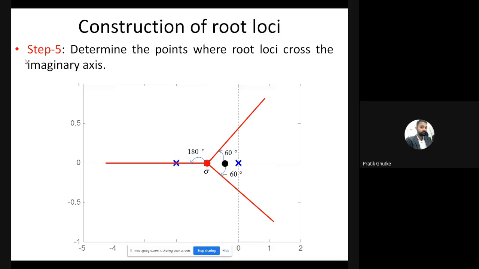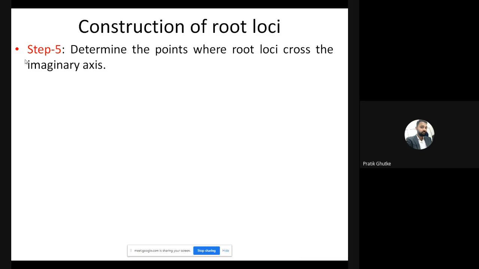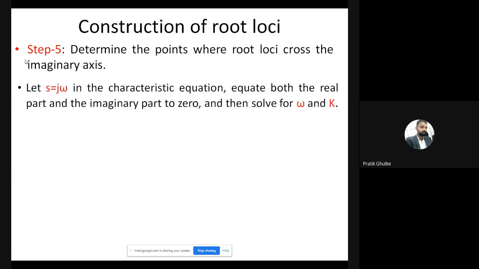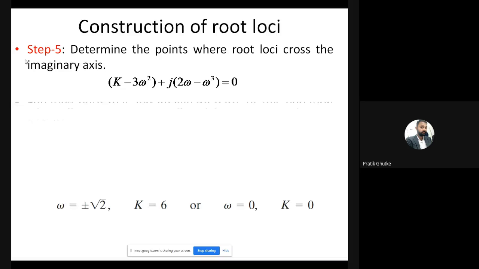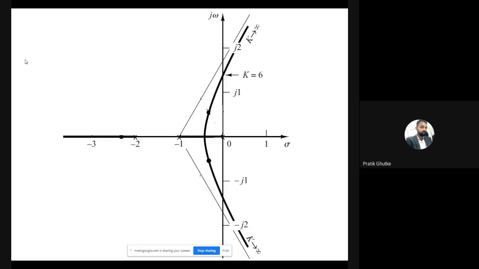From this point, my root locus will start on the x-axis, but where should it meet the imaginary axis? For that, I have to calculate the omega max value, which means the point on the j omega axis where my root locus will meet. For the present system, the characteristic equation is s cube plus 3s square plus 2s plus k. Now with the help of the Routh-Hurwitz criterion, solve this equation and find the values of k marginal and omega max. So it would be coming like equating both the terms.